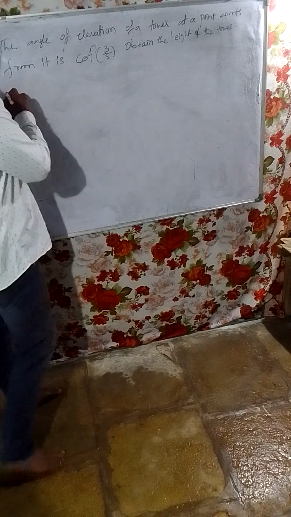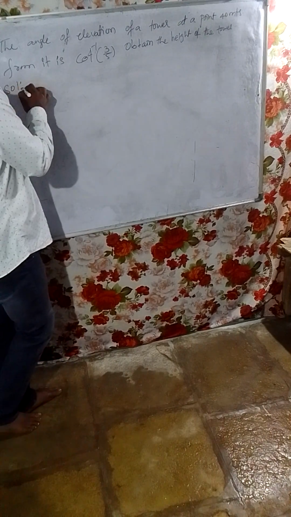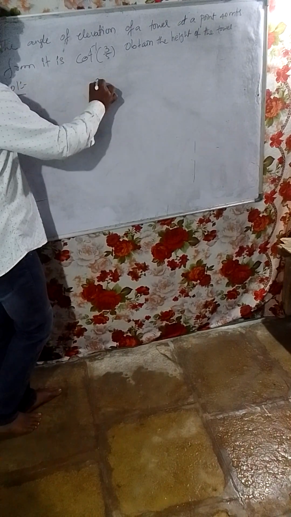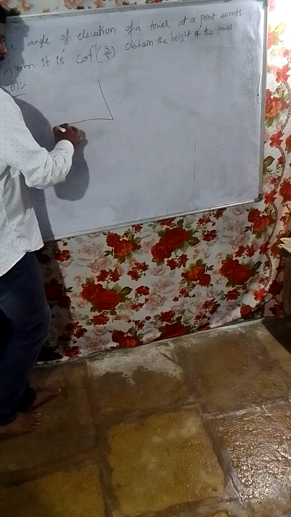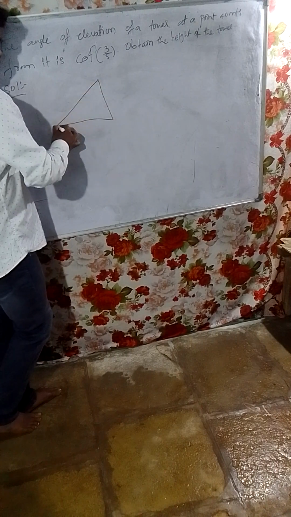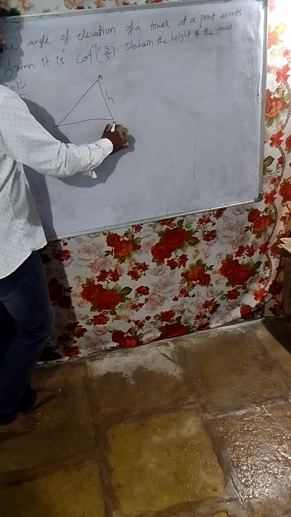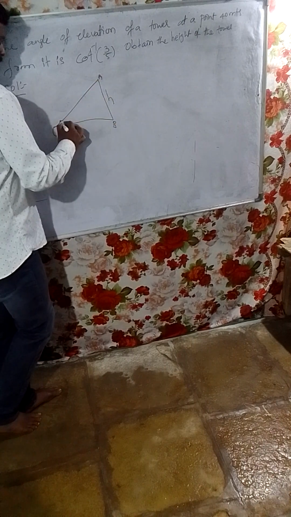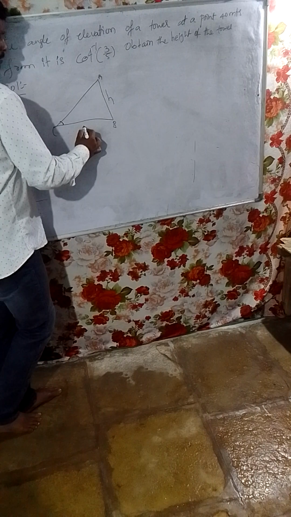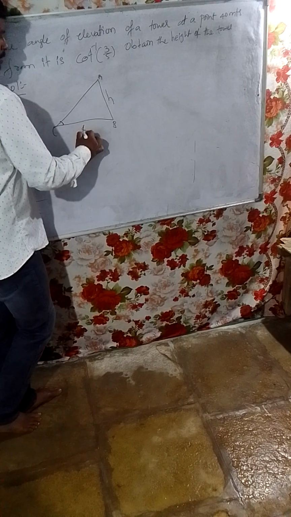See, the height. We should find the height value. A value, B value, C value. Here the angle is not given. But what is given here? 40 meters is given.